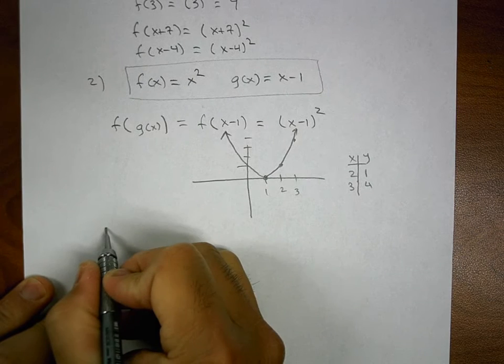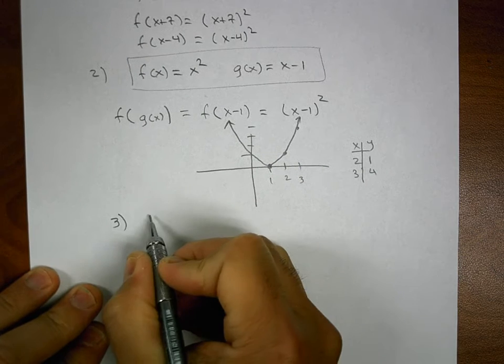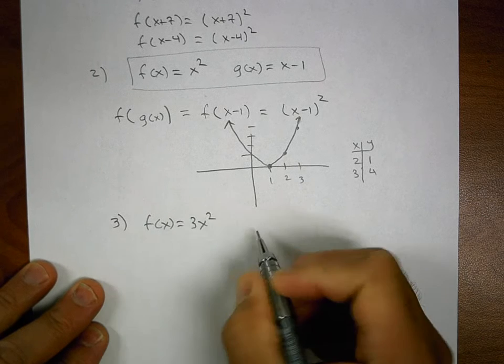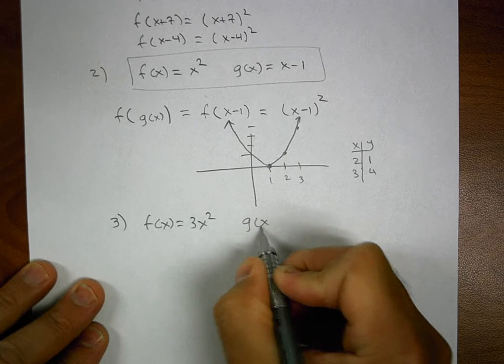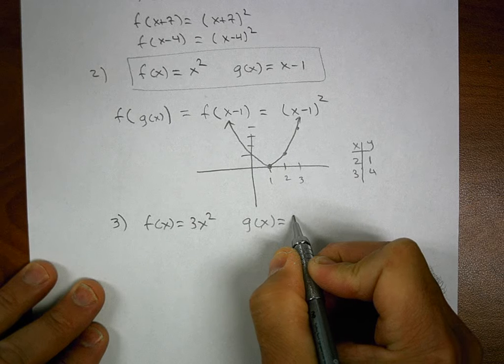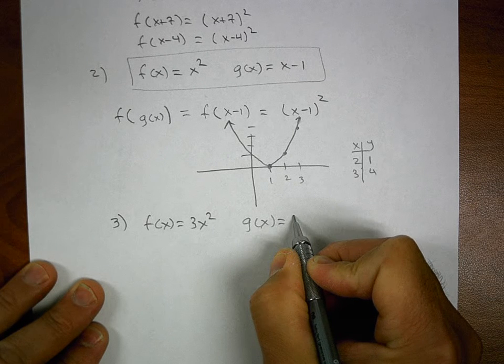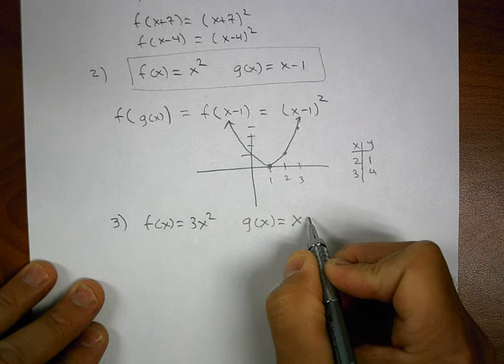All right, so it's number 3. F of x, let's say it's 3x squared, and g of x equals x plus 3.